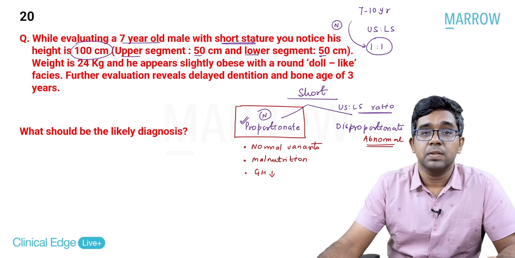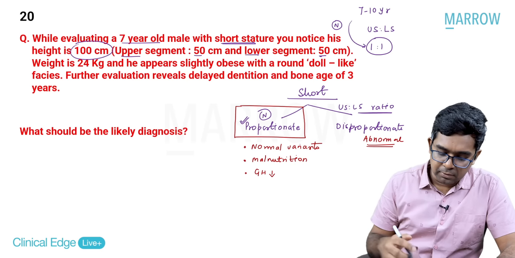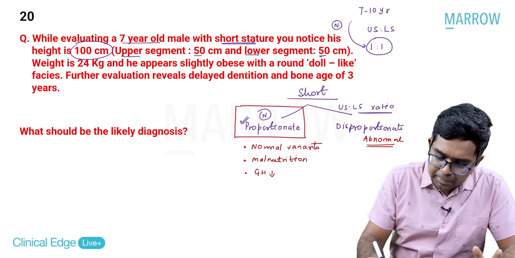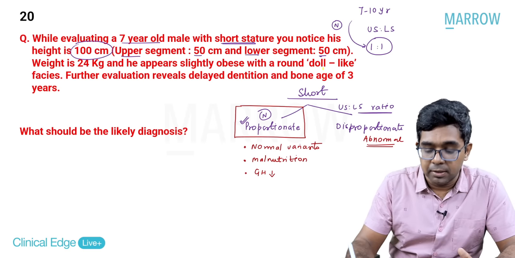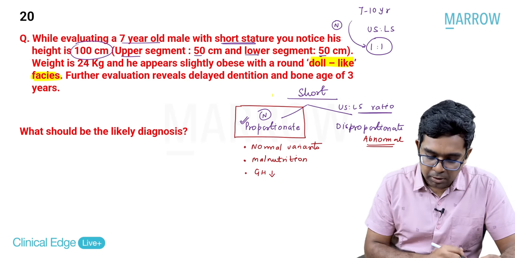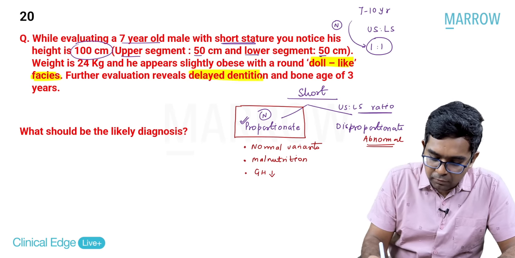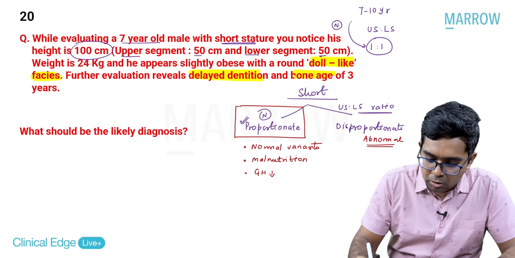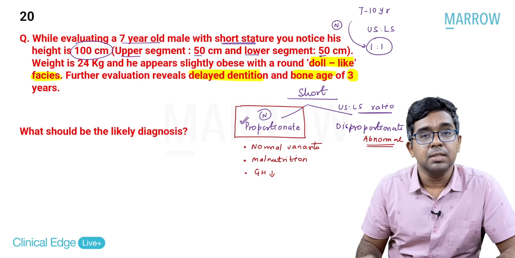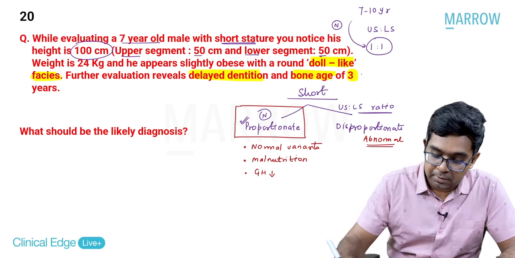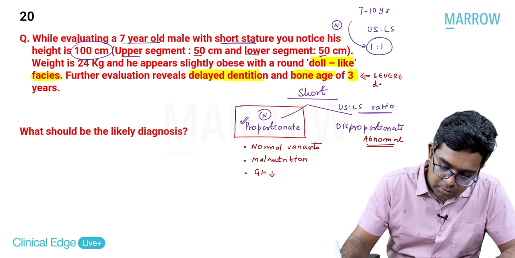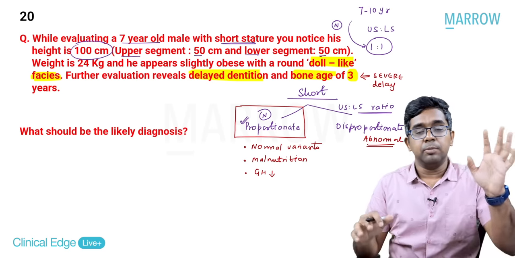What is the diagnosis in this question? It is going to come from the next part of the question, which tells you about the further features in this child. What are the features which are noted? He is appearing slightly obese, but the important point here is the doll-like facial appearance. And one more important thing is delayed dentition. Along with that, you see the bone age of 3 years. What is the chronological age of the child? The chronological age of the child is 7 years, but the bone age is only 3 years. This tells you it is a severe delay in the bone age. So, we have three more clues in this child.